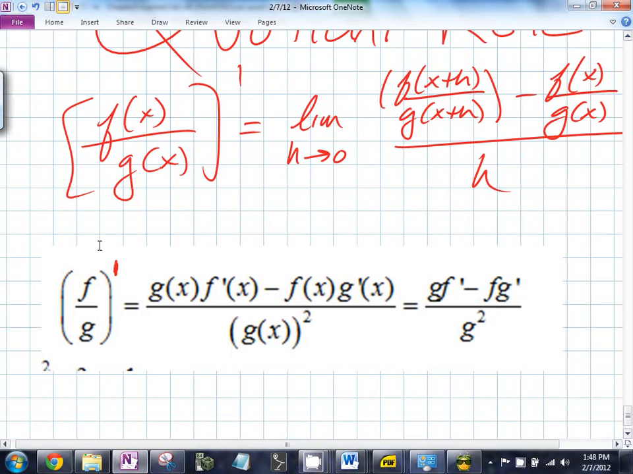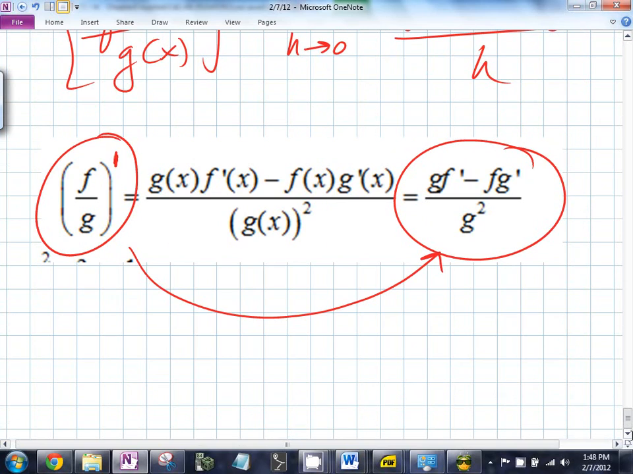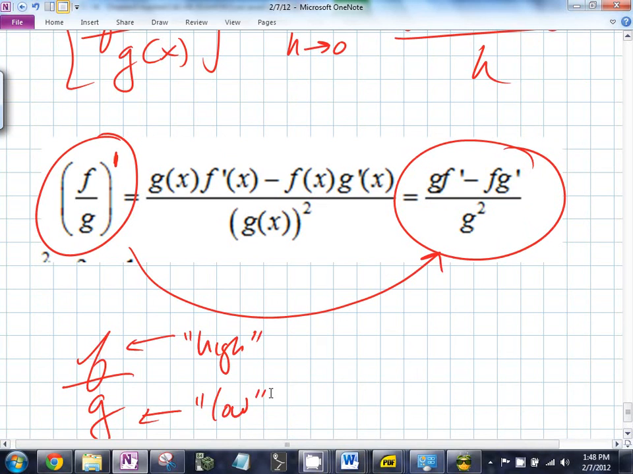And it looks like that's hard to remember. This means g times the derivative of f, and this means f times the derivative of g. This is what I need you to remember. F over g: f is going to be called the high function, and this one's going to be called the low function. The way you remember this is the simple phrase: low d high minus high d low over low squared.